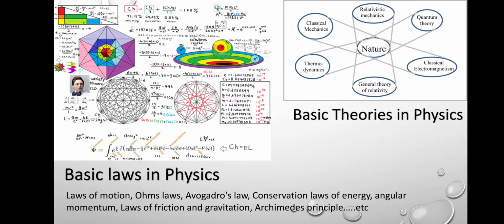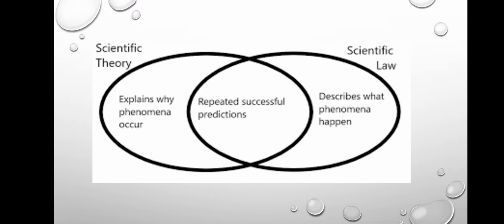Right? And we all know what the basic laws in physics are, right? Laws of motion, Ohm's law, Avogadro's law, conservation of energy, angular momentum, laws of friction, laws of gravitation, Archimedes principle. Then we have basic theories in physics like classical mechanics, relativistic mechanics, quantum theory, classical electromagnetism. All this you will study, children, okay? So there are basic theories and basic laws.